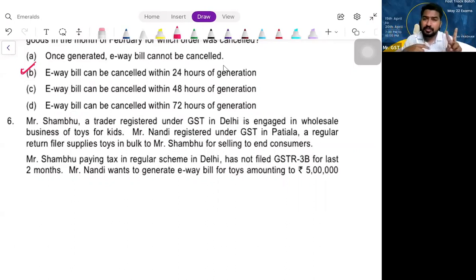So here 2 e-way bills are to be generated. First one can be generated, second one cannot be generated. Correct? That's it. Simple. Shall we proceed? Any other doubts?